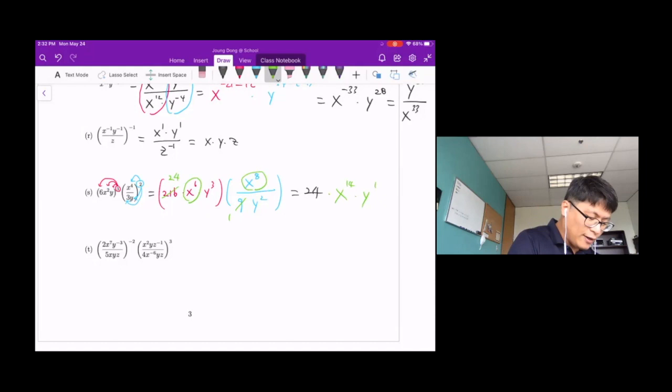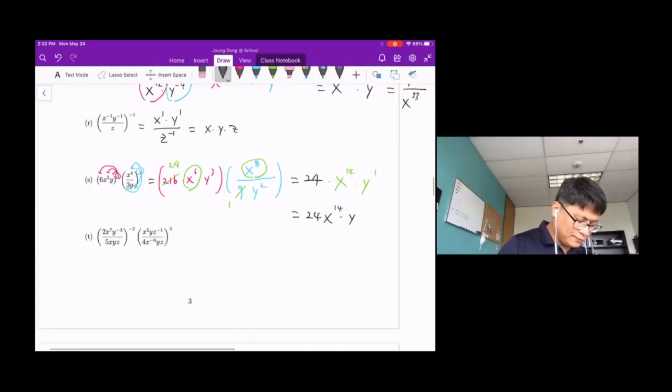So your final answer is what? 24 x to the 14 and y. We are not going to write the power one, right? And what about t? It is the same. It is a little bit complicated, but trust yourself, okay? You can do it, okay?